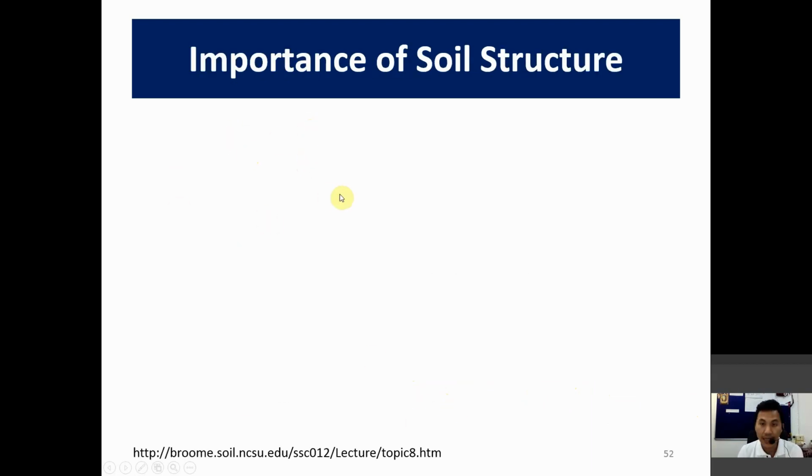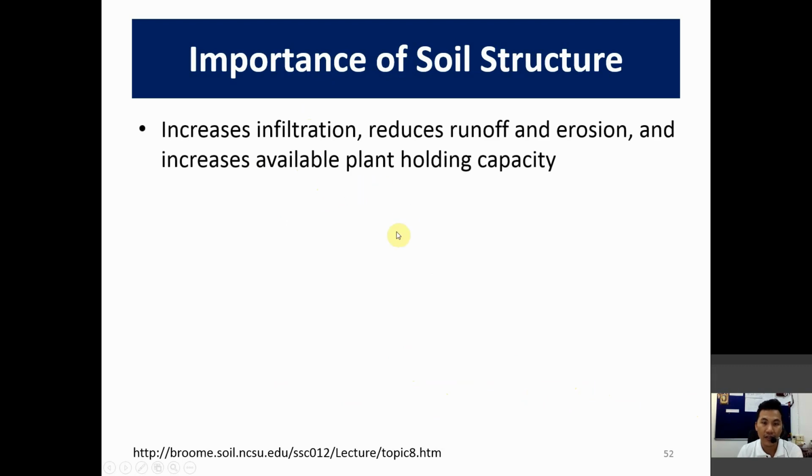Soil structure is really important as it can increase the infiltration according to the connected pores, and that will reduce runoff and erosion and increase available plant water holding capacity. Because when we talk about the pores of the soil aggregate itself, the size can range from very small pores to large pores. Small pores are really important to hold water against gravity. That's why the soil can hold a lot of water that is available for plant growth.